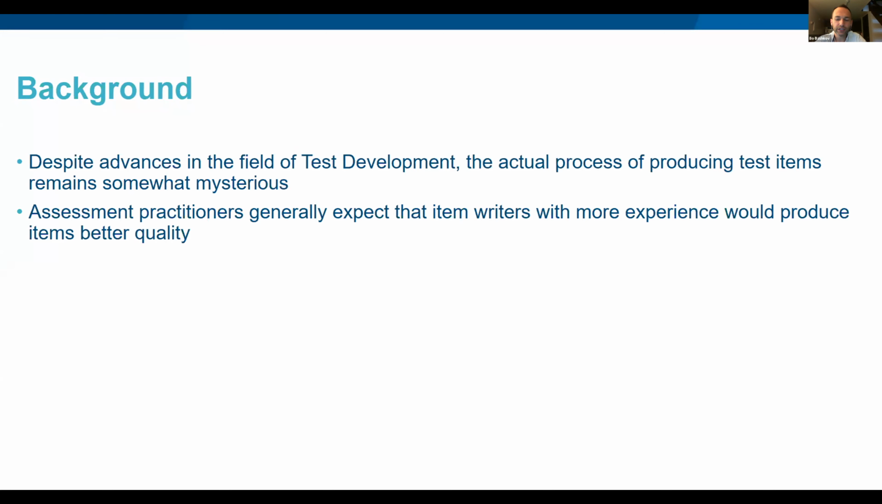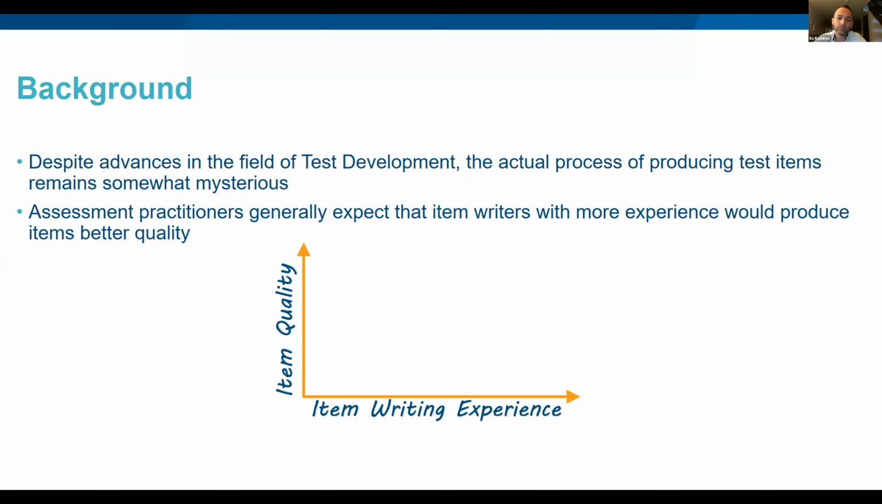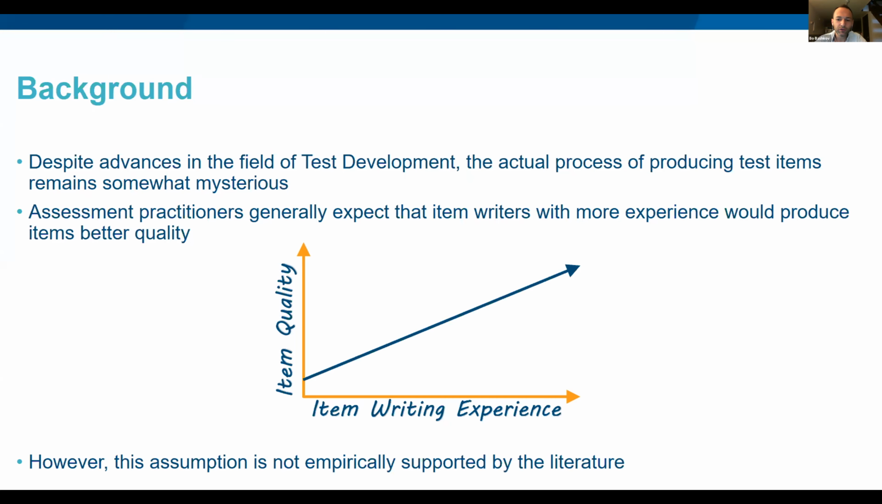But there is one assumption that we decided to take a closer look at, and that's the assumption many test practitioners hold that with more item writing experience, we would observe items of better quality. In other words, if item writers gain more experience producing items, the quality of the items they produce should also increase accordingly. However, this assumption, although super logical, has not officially been tested empirically in the literature.